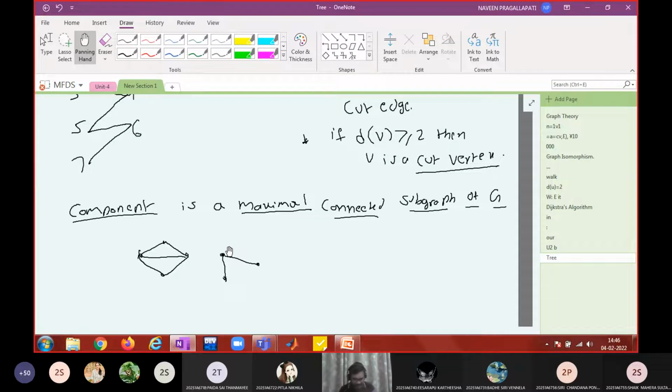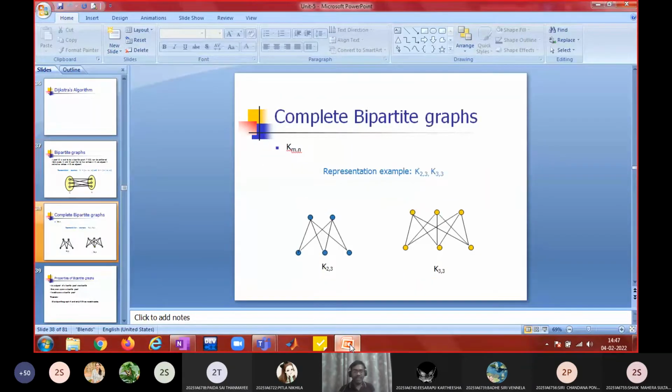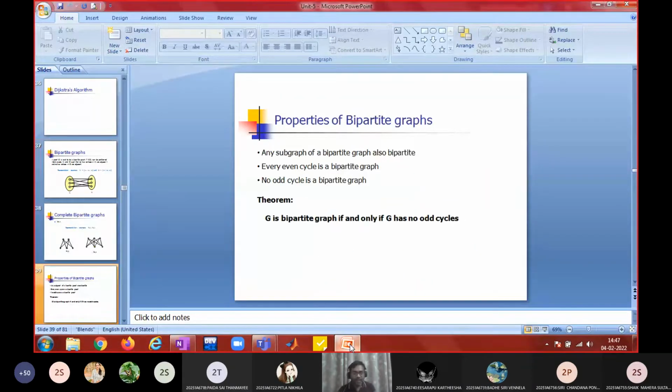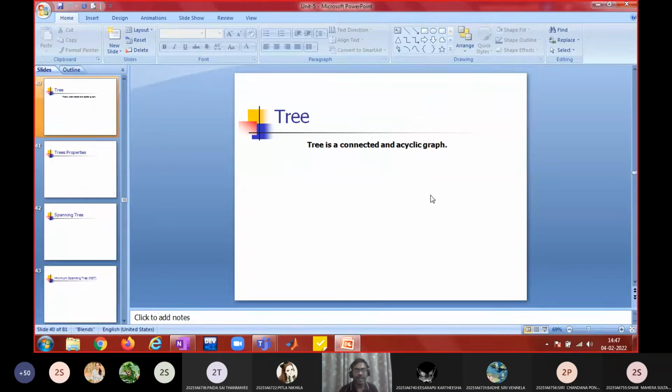Let us see some properties. Any subgraph of a bipartite graph is also bipartite. Every even cycle is always a bipartite graph. No odd cycle is a bipartite graph, so a graph containing an odd cycle cannot be bipartite. A tree is a connected and acyclic graph. Tree properties we have seen. And what do you mean by spanning tree?